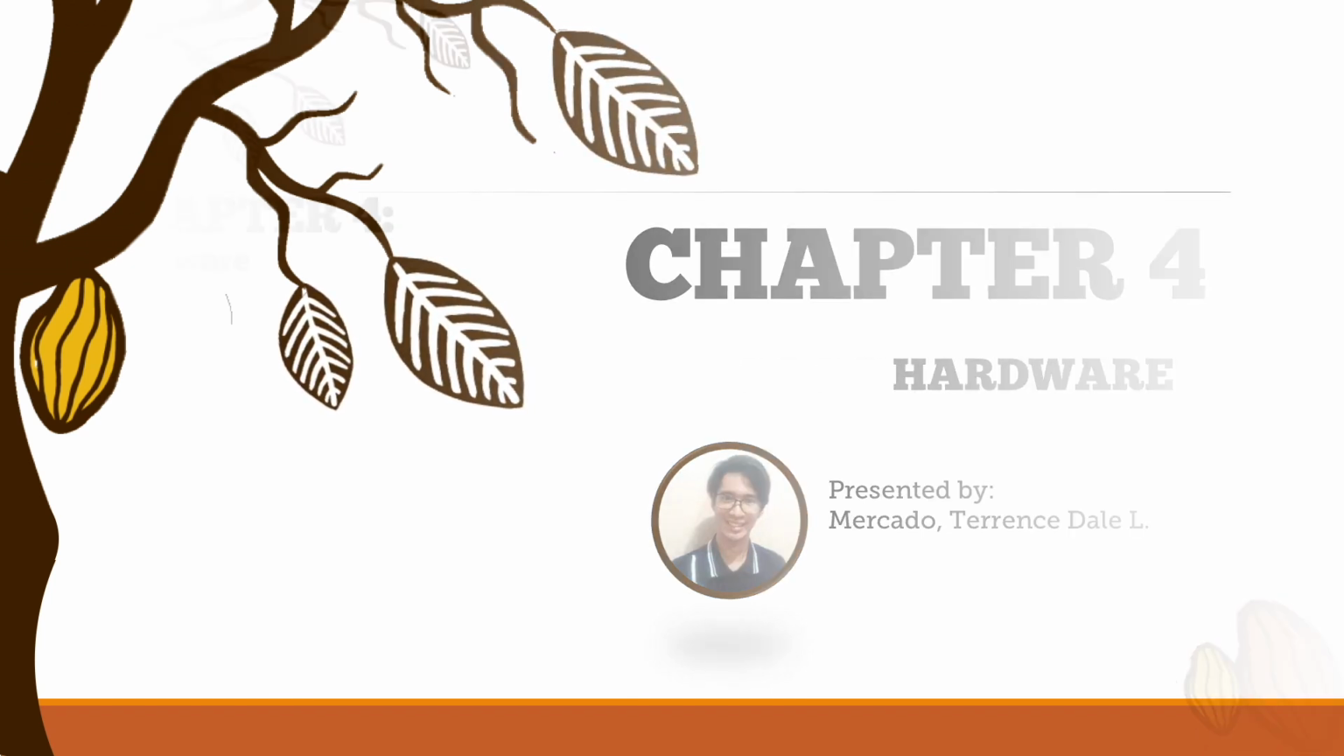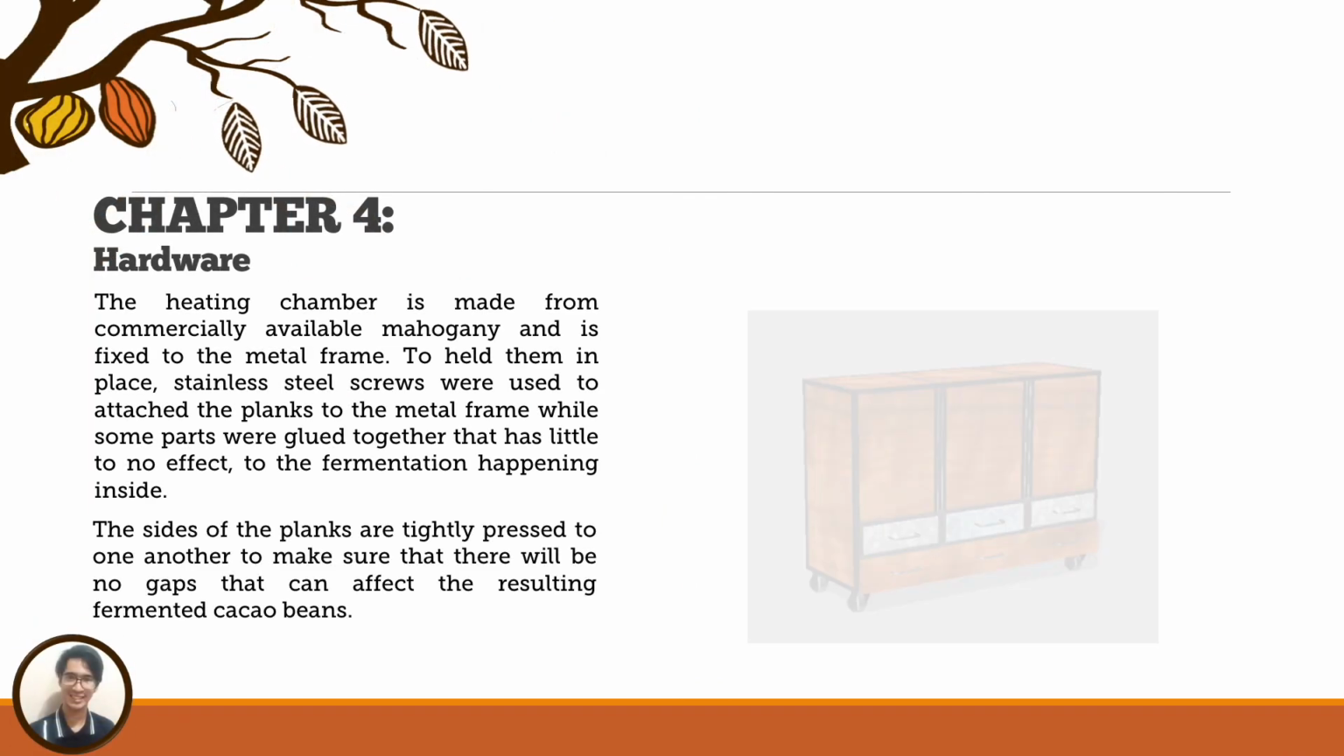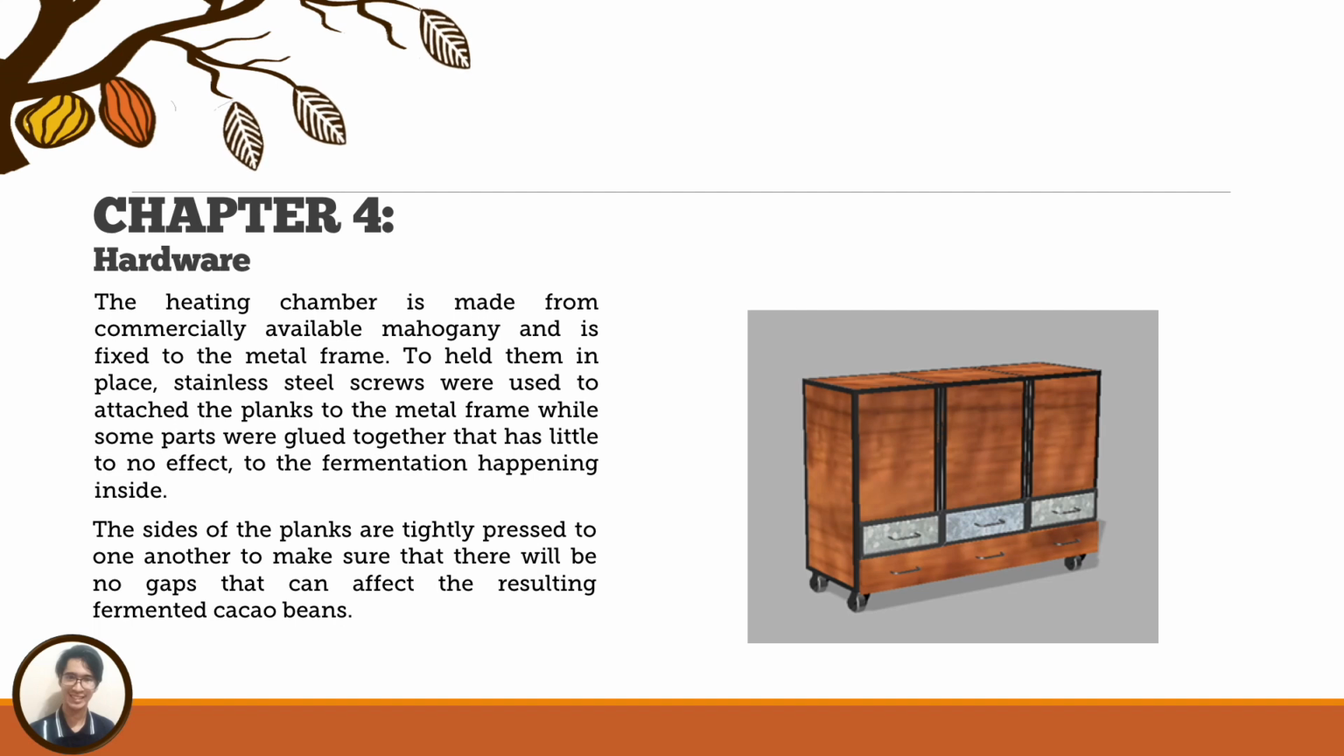To put it into detail, the heating chamber is made from commercially available mahogany and is fixed to a metal frame. To hold them in place, stainless steel screws were used to attach the planks to the metal frame, while some parts were glued together that has little to no effect to the fermentation happening inside. The sides of the planks are tightly pressed to one another to make sure that there will be no gaps that can affect the resulting fermented cacao beans. It is to be noted that nails were highly discouraged because of their tendency to rust.